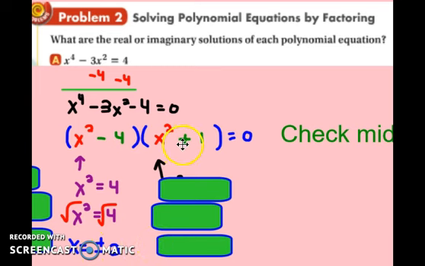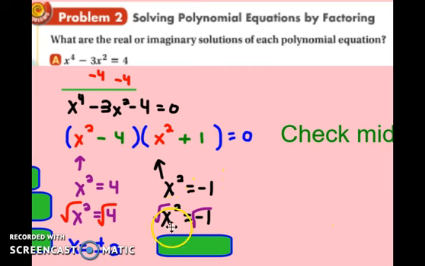x squared plus 1, it's got to equal 0, so I'm going to make it -1, because -1 plus 1 is 0. So x squared equals -1, square root both sides. So the square root of -1 is i, so I get plus or minus i. Now that's 4 answers. This is 2, 3, 4.